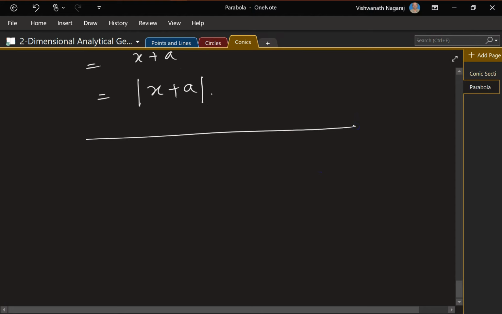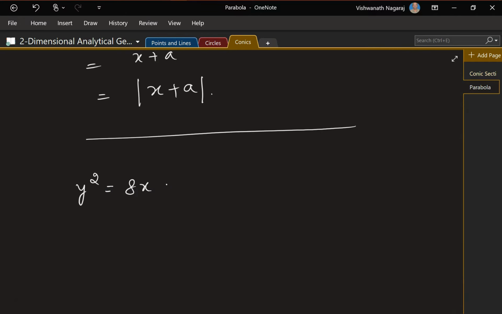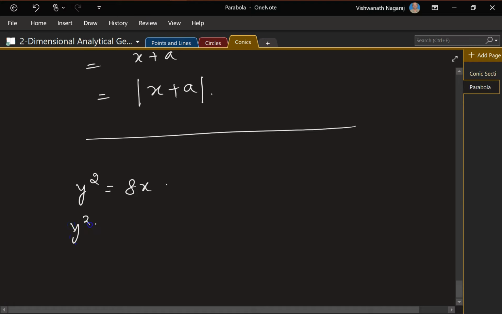Okay, now let's take an example. Let's say the equation given to us is y square is equal to 8x. A very simple case. Now what we have to do is convert it into 4ax form. So y square is equal to 4ax. So a would be what? 4 times a is 8, so a is 2. Which implies that a is equal to 2.